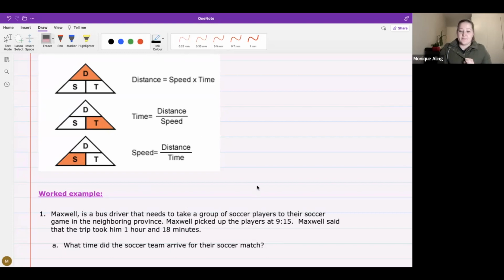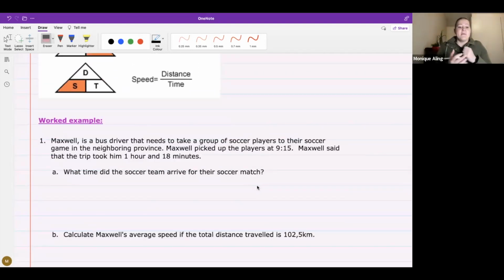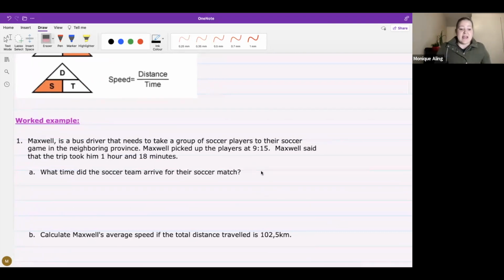Okay, so let's have a look at a question together quickly. Maxwell is a bus driver that needs to take a group of soccer players to their soccer game in the neighboring province. Maxwell picked up the players at 9:15, and Maxwell said the trip took him 1 hour and 18 minutes. Okay, question A. What time did the soccer team arrive for their soccer match?